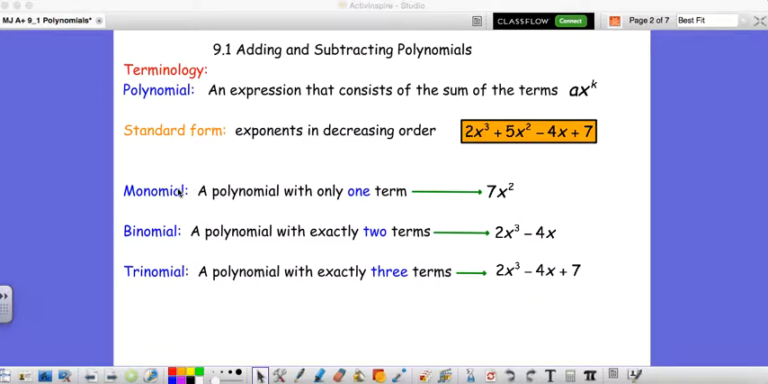Next is just a way to break down a couple different looking polynomials. A monomial is just a polynomial with one term, so something like 7x squared. Binomial, the prefix bi would imply 2, so that's a polynomial with exactly 2 terms, something like 2x cubed minus 4x. Trinomial, think triangle, would mean a polynomial with exactly 3 terms. So 2x cubed minus 4x plus 7 is a trinomial. So 1 term is a monomial, 2 would be binomial, 3 terms would be a trinomial.